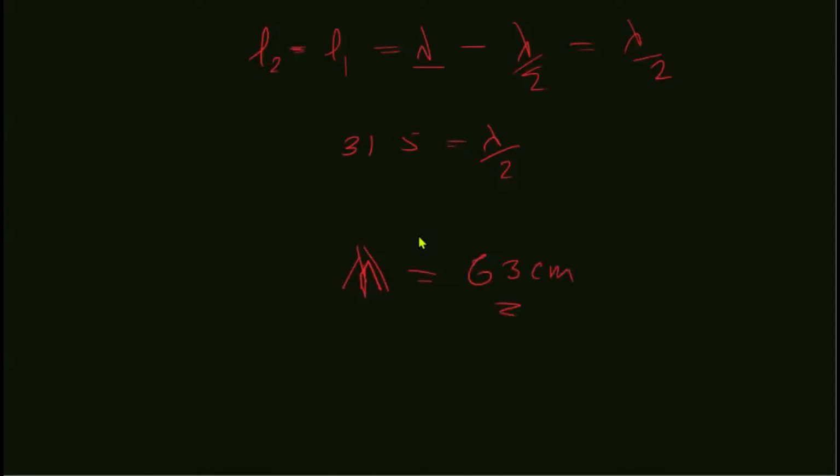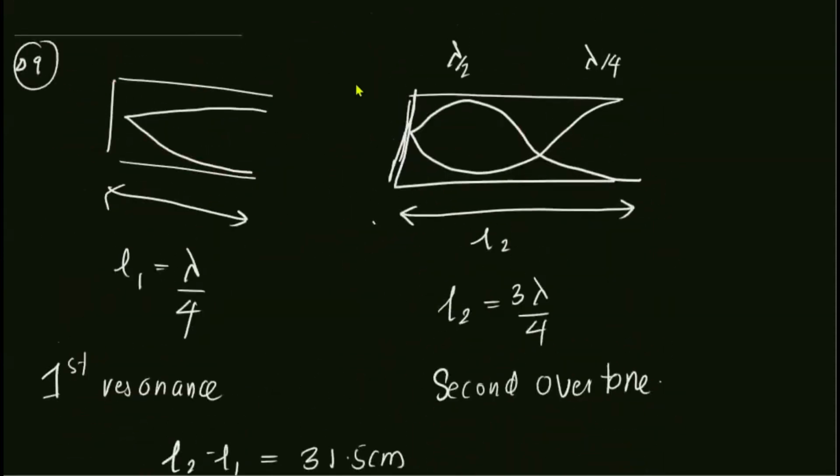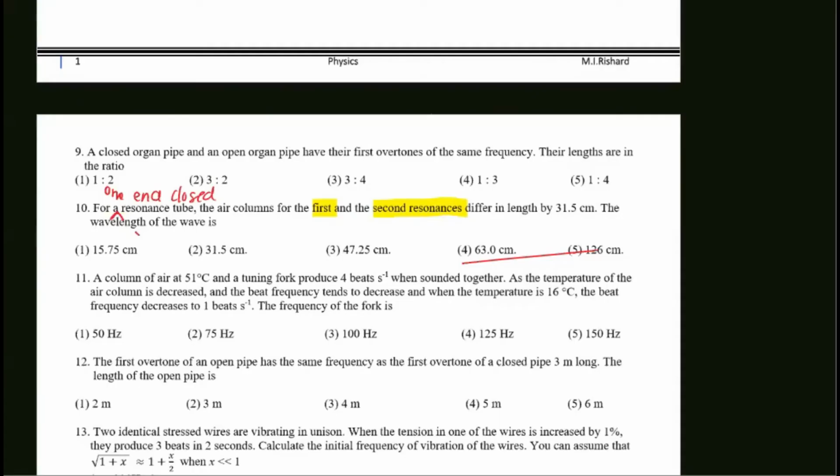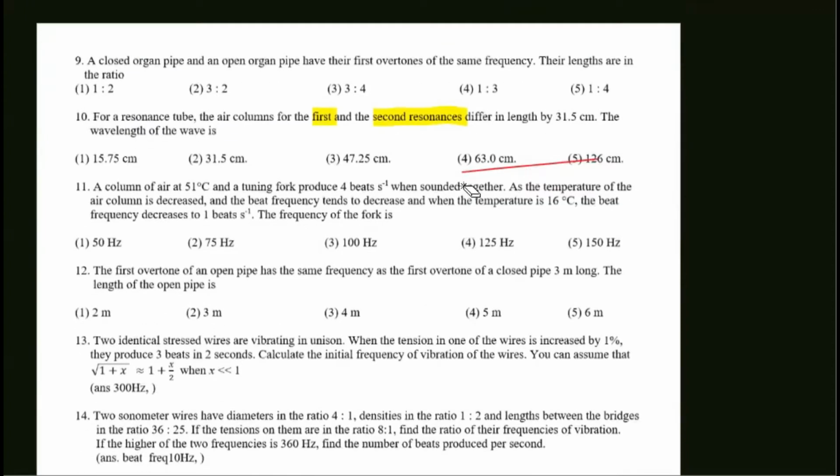Still, lambda is going to be 63 centimeters. So it doesn't matter whether it's a one end closed tube or an open end tube. Definitely the answer is going to be 63.